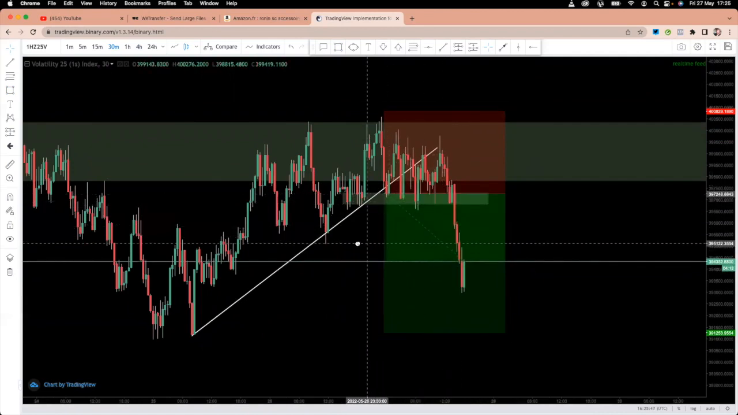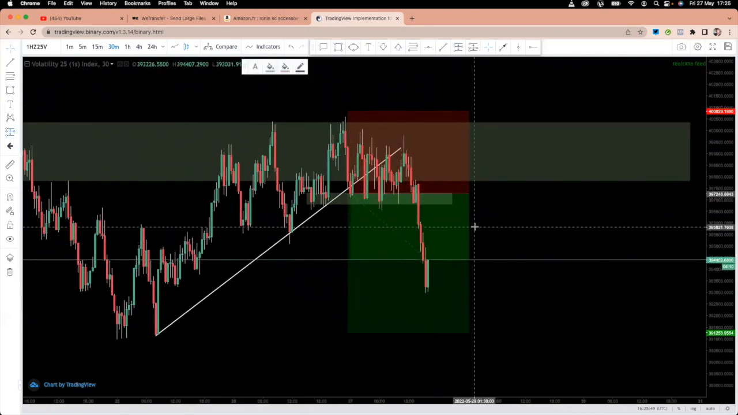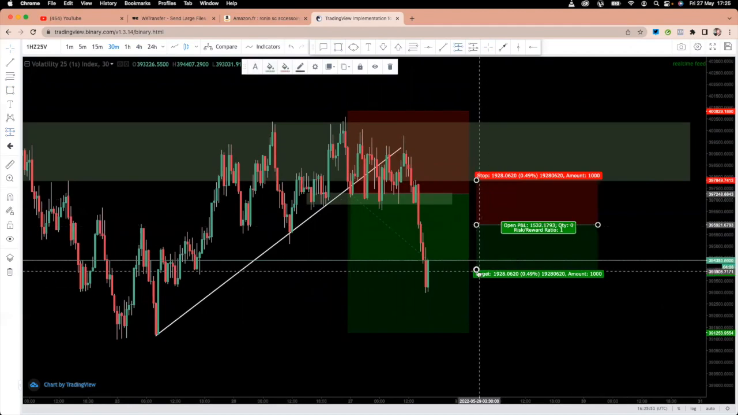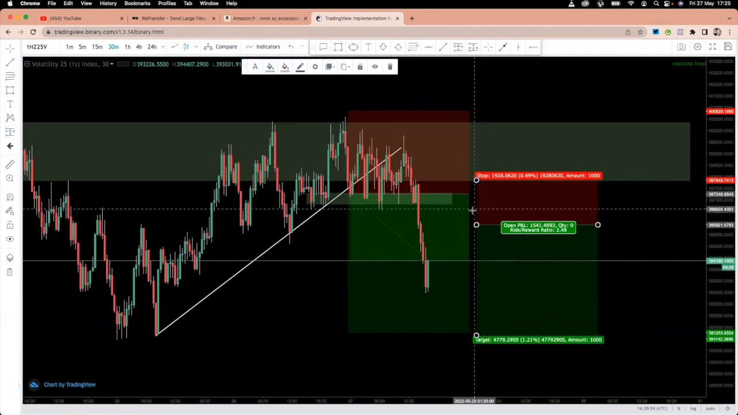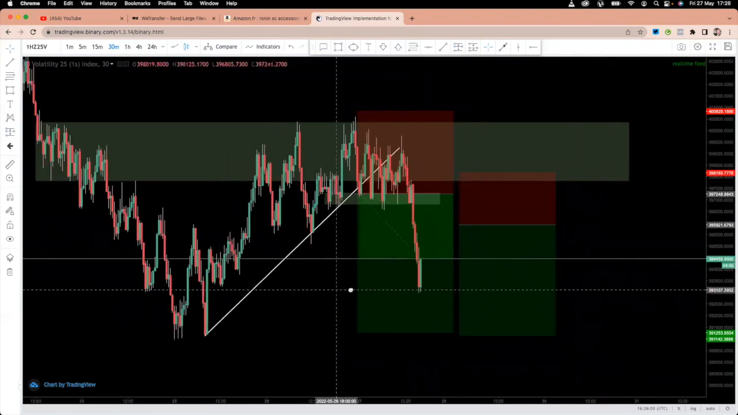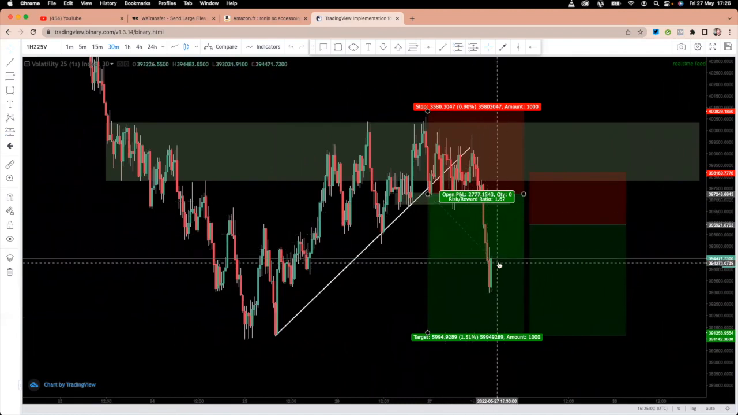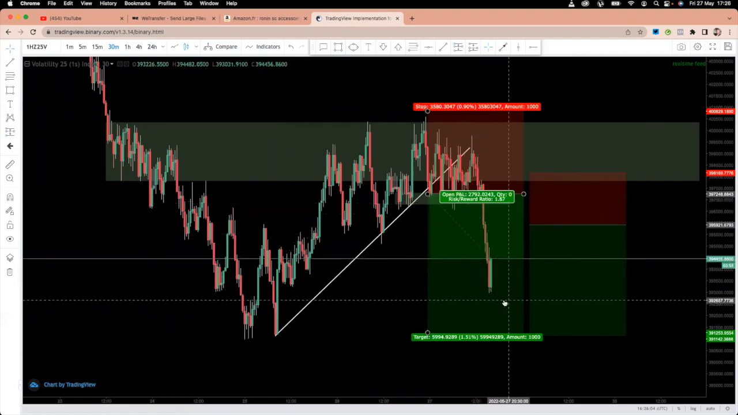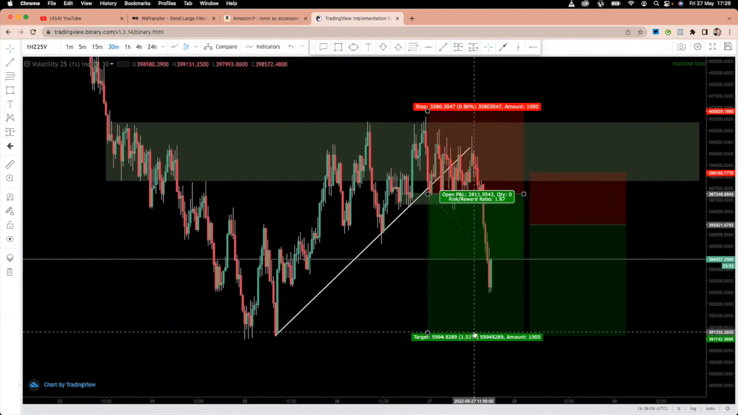You would have gotten your entry here, which is not really great. It's not a great entry, but it's an entry regardless, you know. And then you could have targeted that, and your stop loss for this maybe could have been up here. Okay, and this trade would have been active. So just waiting for profit to get hit.